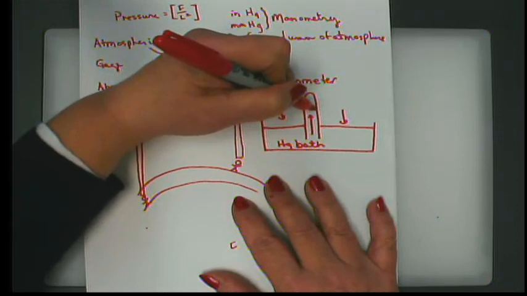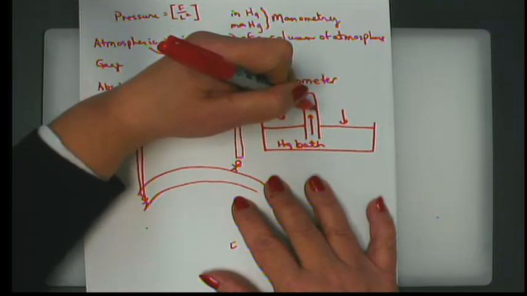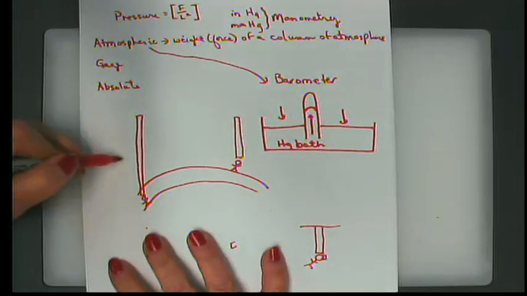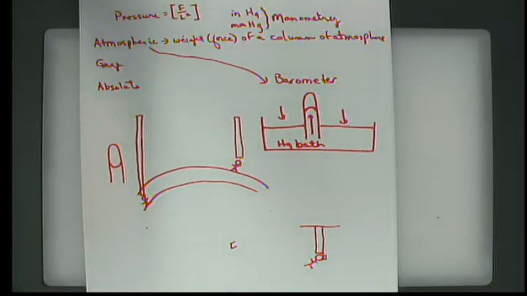Now, when mercury is driven up into the tube, it forms a column that is curved, and the curve on a column is referred to as a meniscus. Some fluids form an upward-facing meniscus. Others form a downward-facing meniscus, depending on some of the fluid properties. We won't talk too much about them, but mercury forms an upward-facing meniscus.